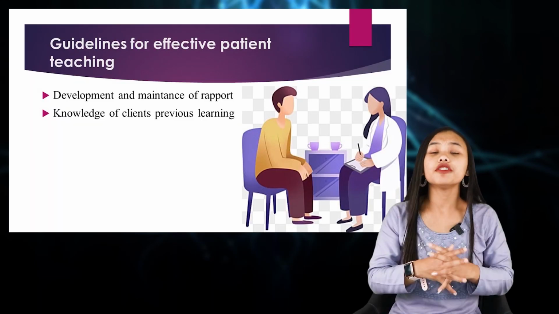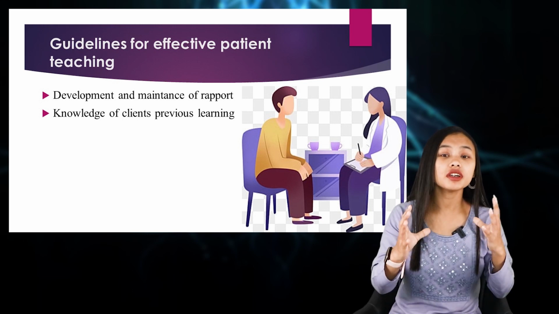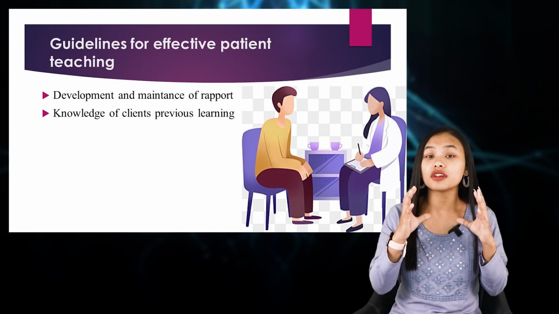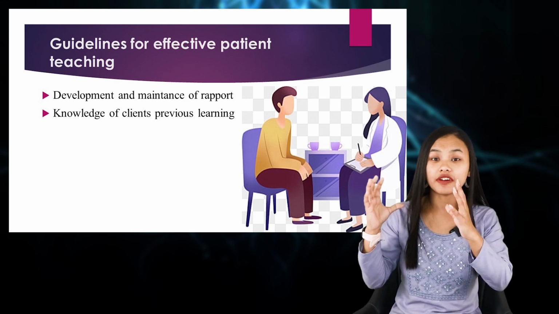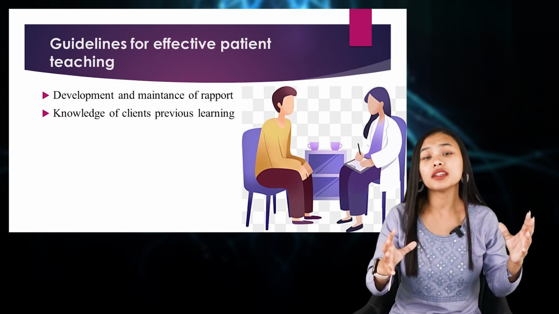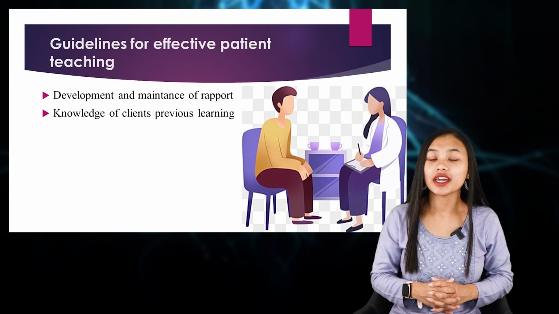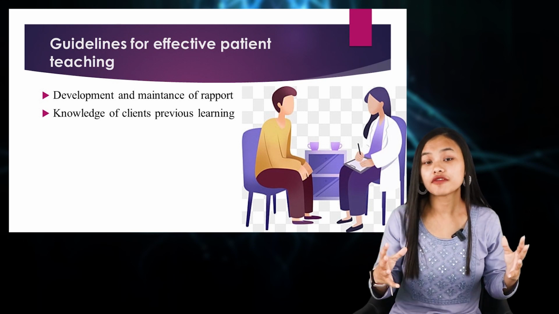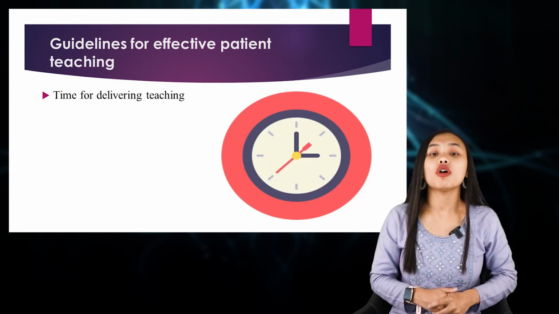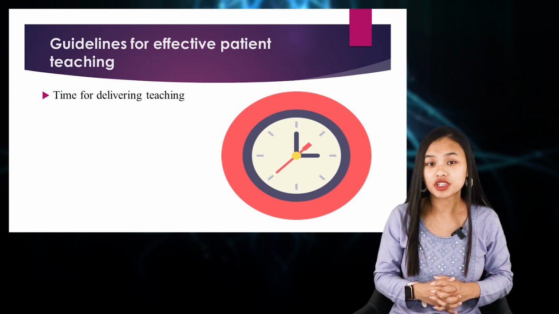Now moving on to the last one, that is the guidelines for an effective patient teaching. The first one is development and maintenance of a good rapport. Here, you must always maintain a good rapport with your client or with the family members, because if you are able to maintain a good rapport, then the communication can be an effective one. You should also get an idea about the knowledge of the client from their previous learning. You should also choose a particular time for delivering this patient teaching.